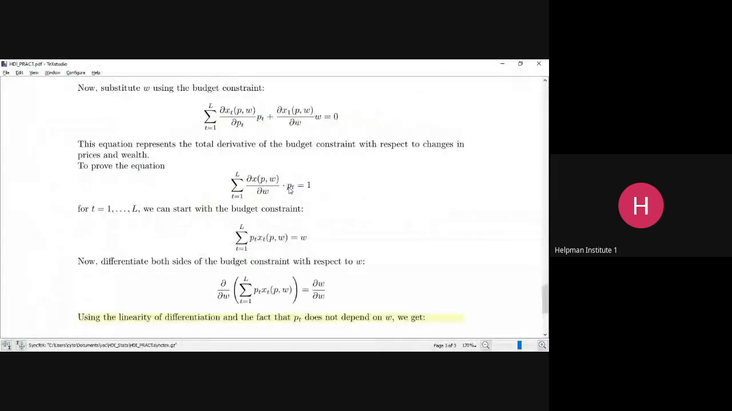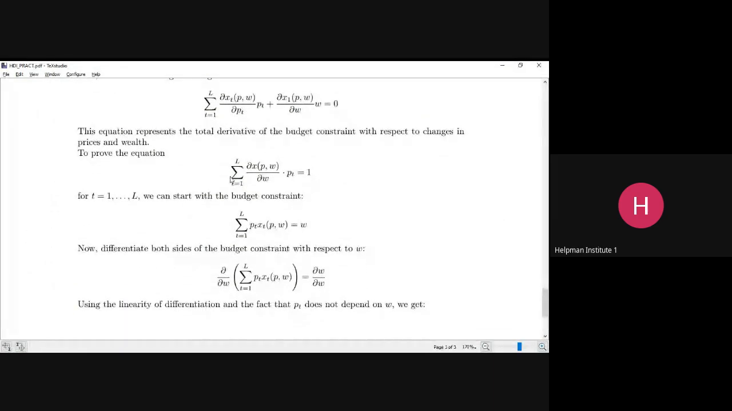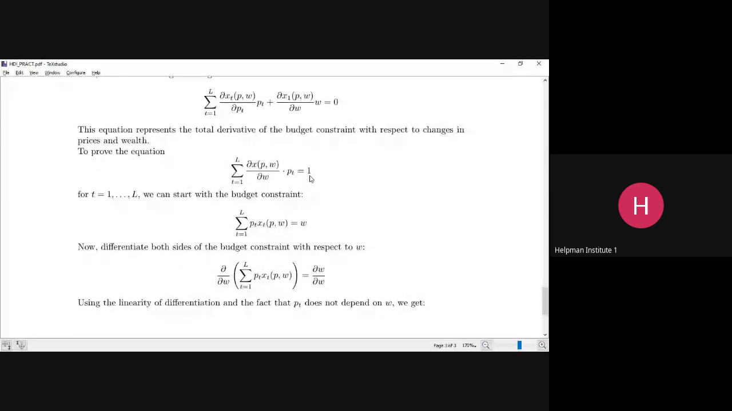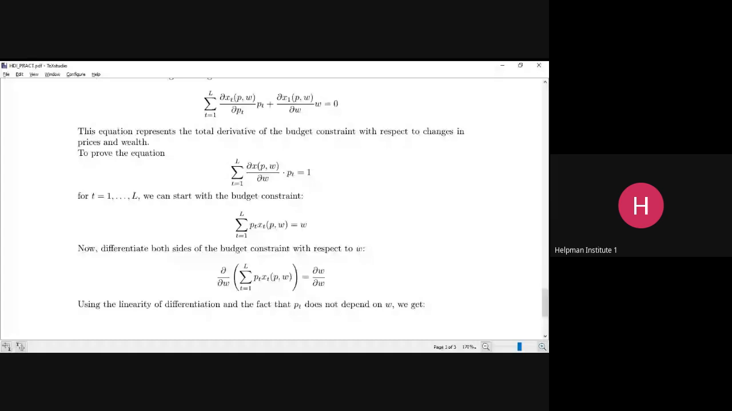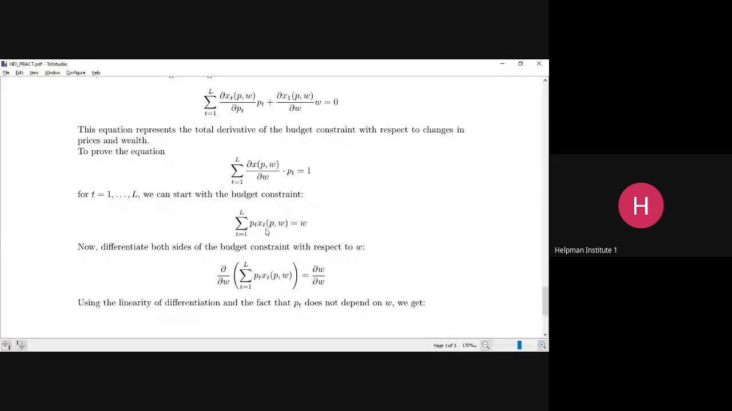Here is the proof for this. To prove this equation, that the wealth effect and price is equal to 1, all we just need to do is multiply through by what? W. Any question? All we just need to do is we restate the budget constraint equation. So this is the budget constraint equation, that's Walras' law.